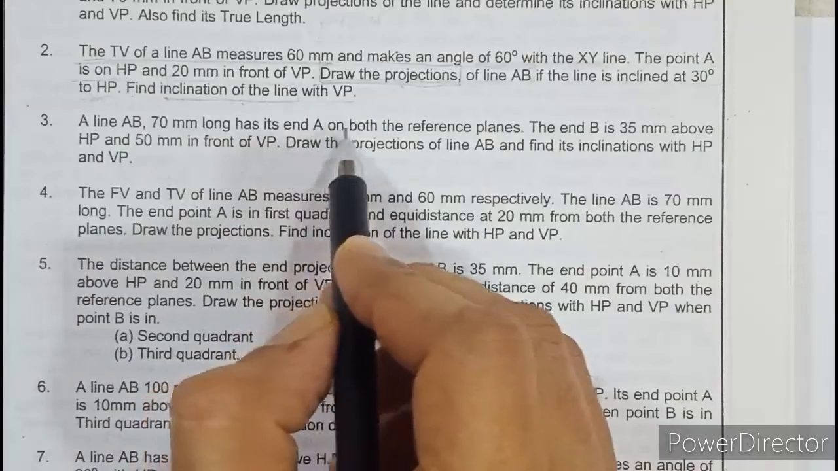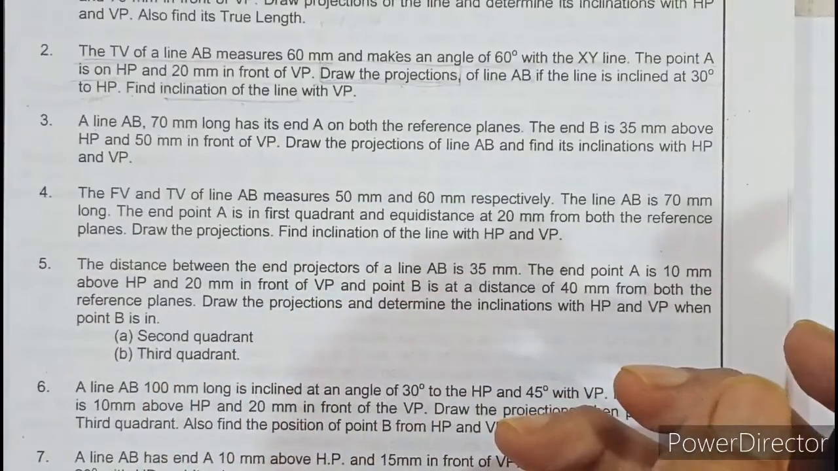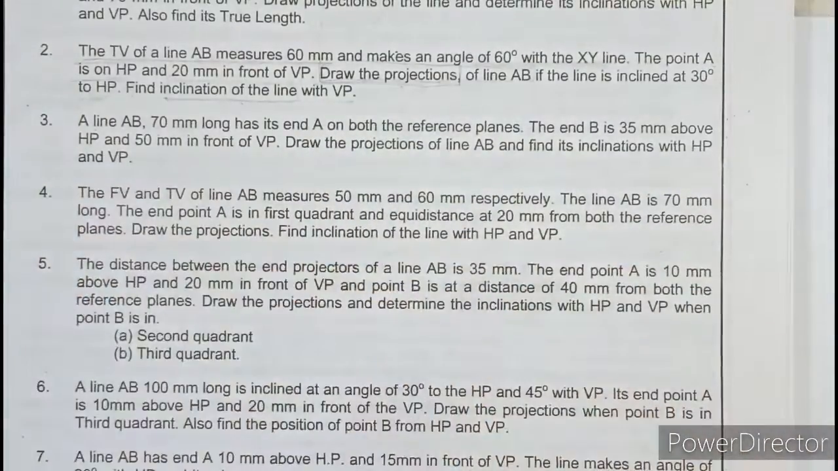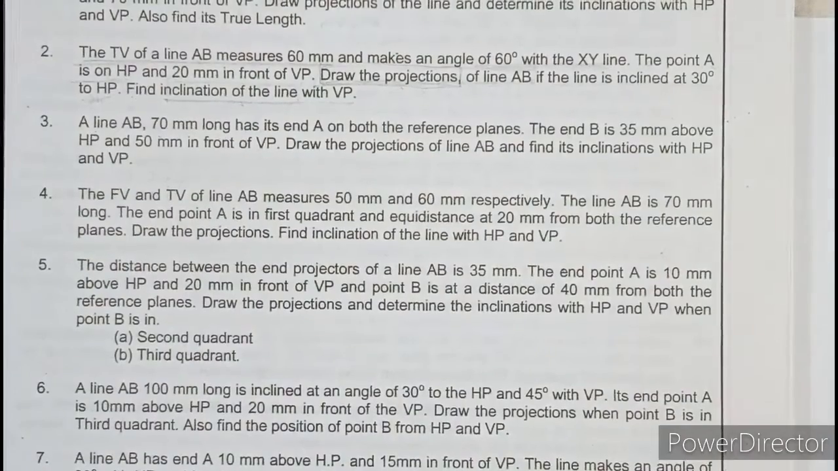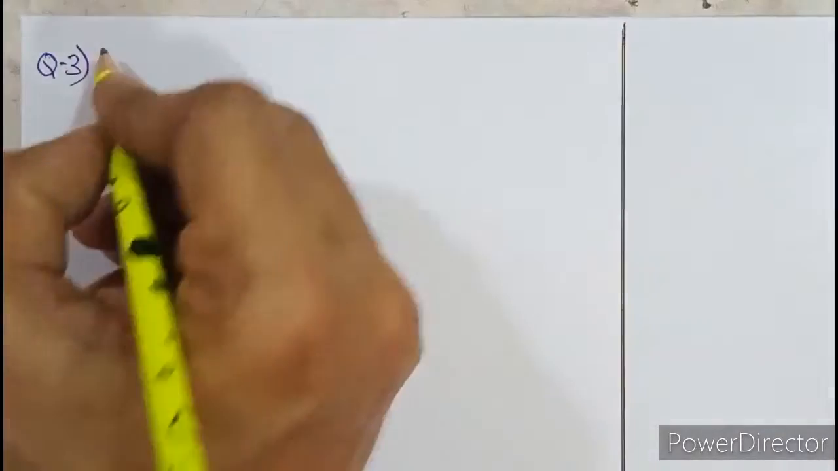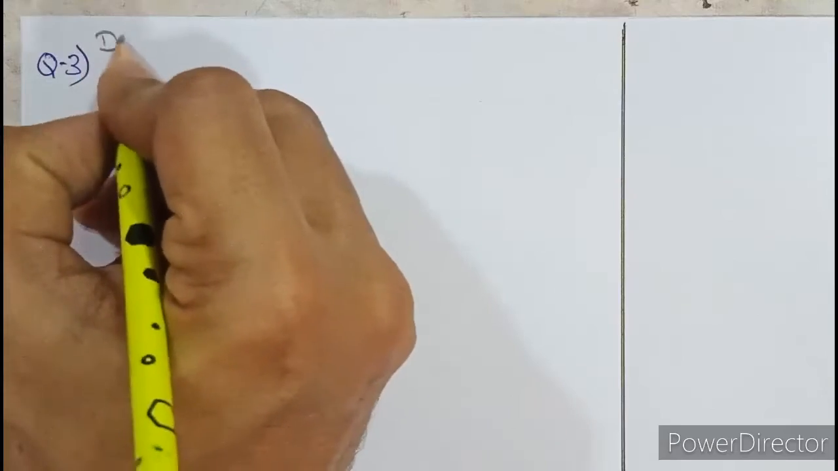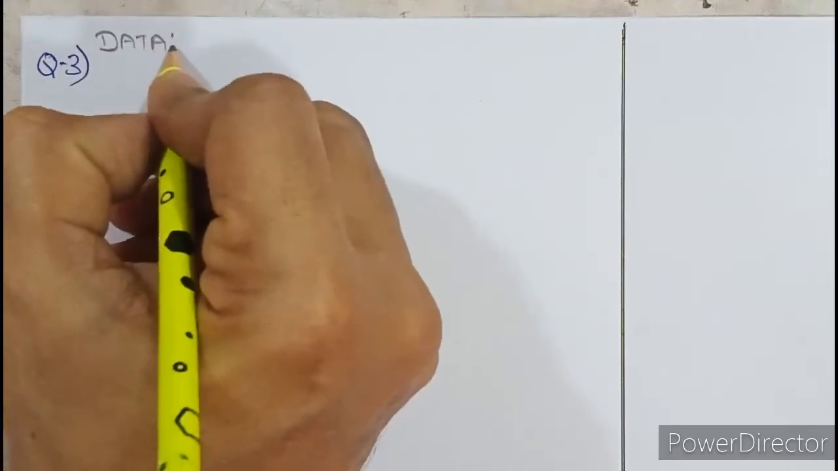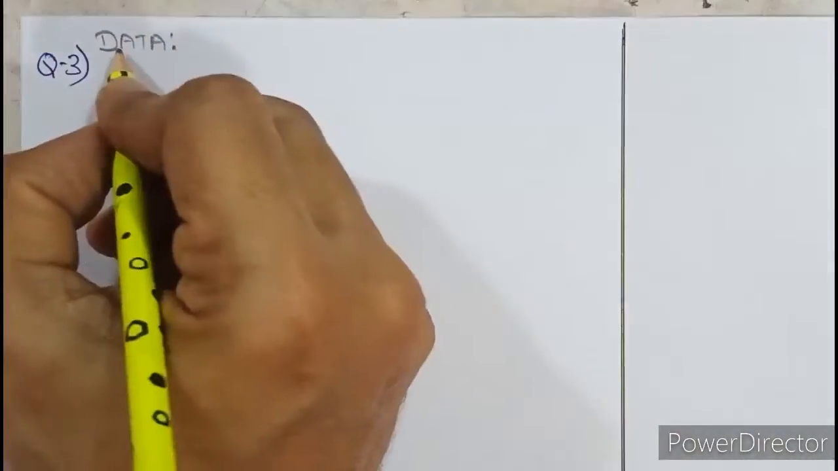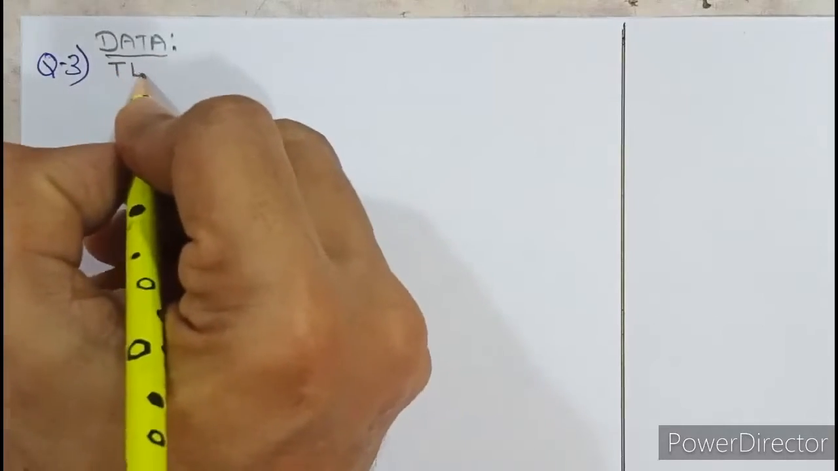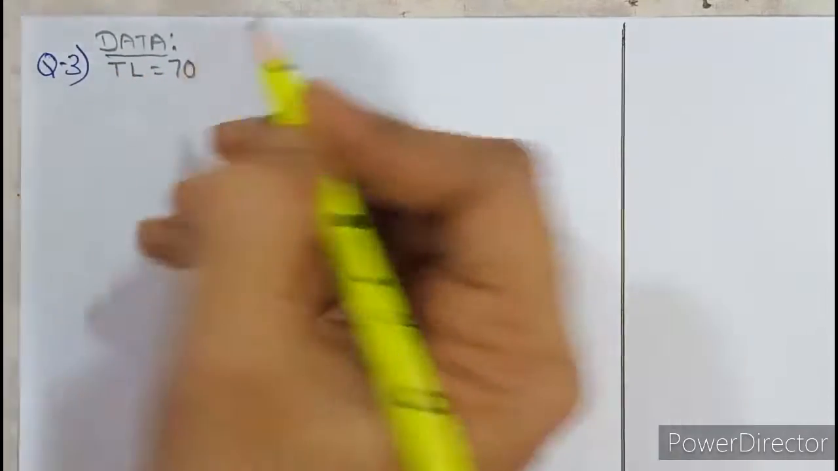It has its end A on both the reference planes. So the first data is line AB 70 mm long. It means true length is 70. So we'll write down here, in capital, we write DATA. And data should be written one below the other. So underline and write TL equal to 70. No need to write millimeter.